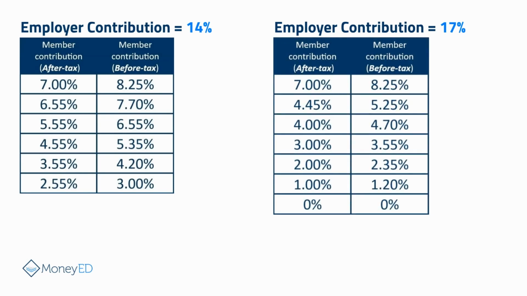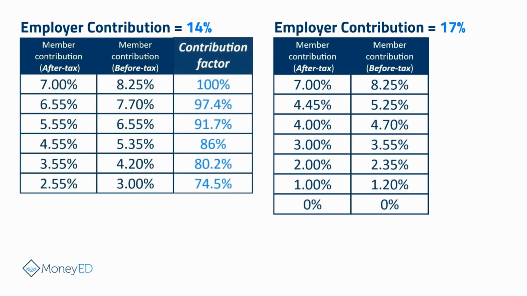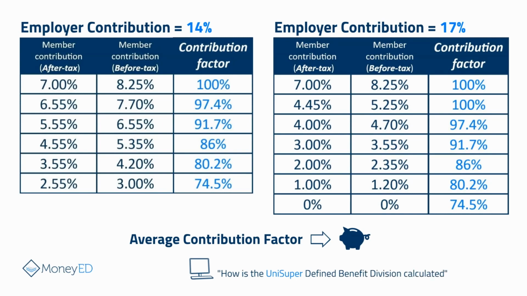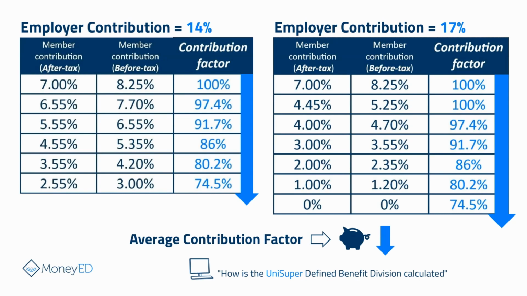The level of member contributions you make directly impacts your average contribution factor, which is one of the key components that determines the value of your defined benefit when your service ends, as explained in the How is the UniSuper Defined Benefit Division calculated video. As you can see in these tables, reducing your member contribution rate will reduce your contribution factor, which will in turn reduce your final UniSuper defined benefit.